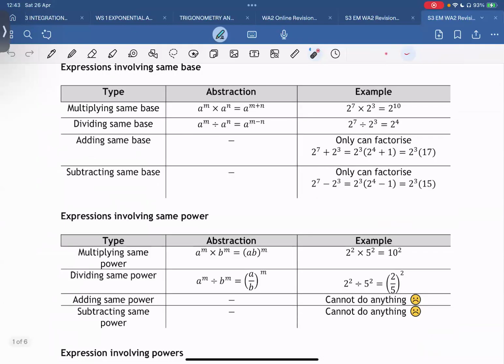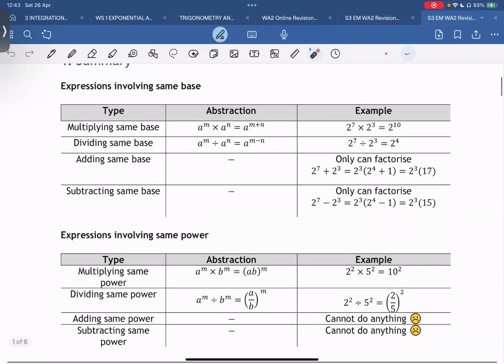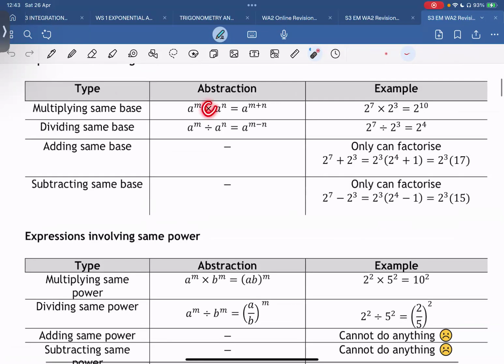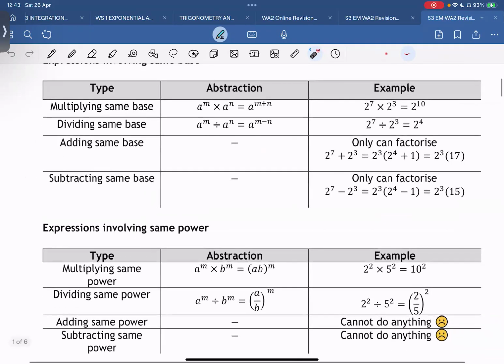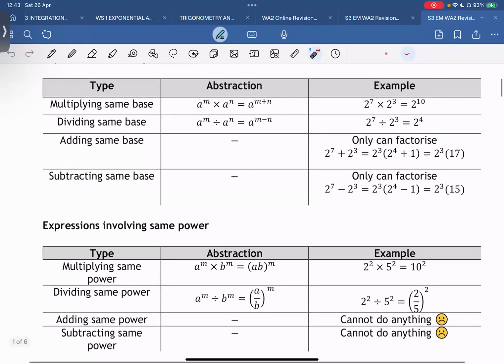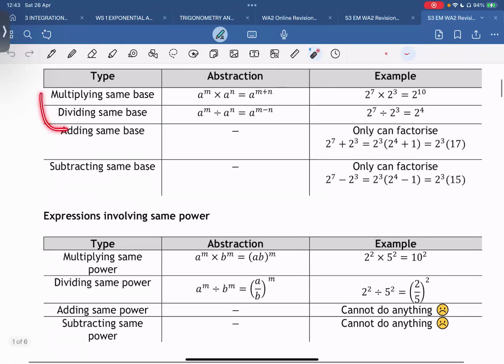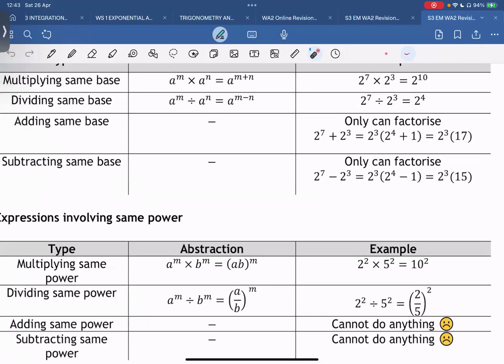Next is adding same base. Take note, if the sign in the middle is a plus or a minus, you cannot apply any indices law, unfortunately. What you can do is factorize instead. Look at this example. Let's say we have 2 to the power of 7 plus 2 to the power of 3. I cannot apply any of these indices laws, so what I can do is factorize out the common term. The common term here is 2 to the power of 3.